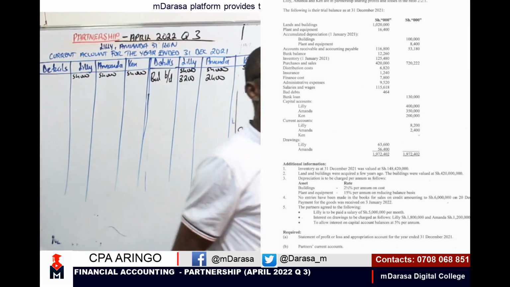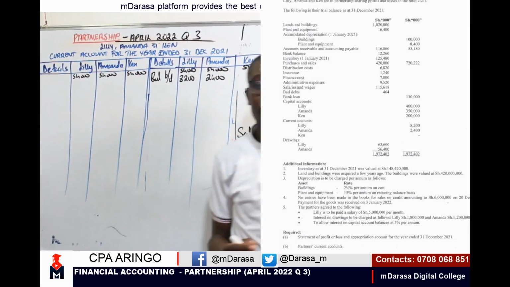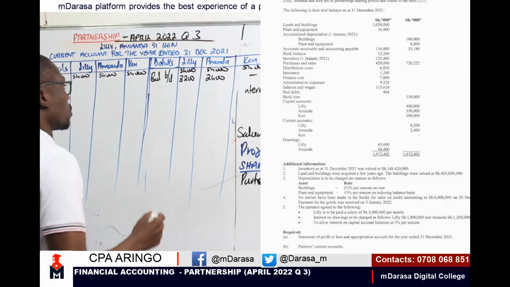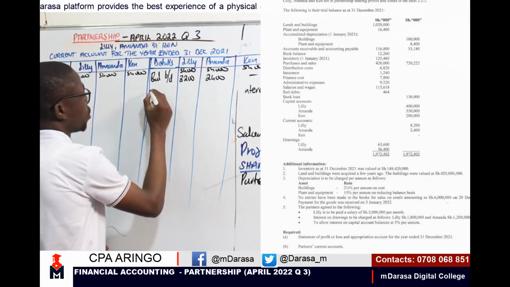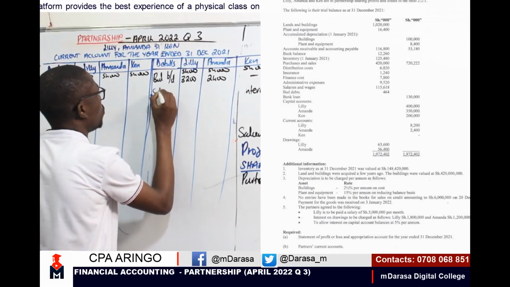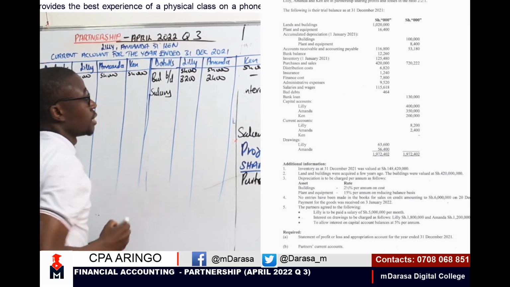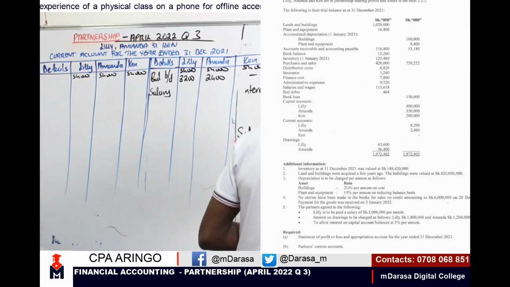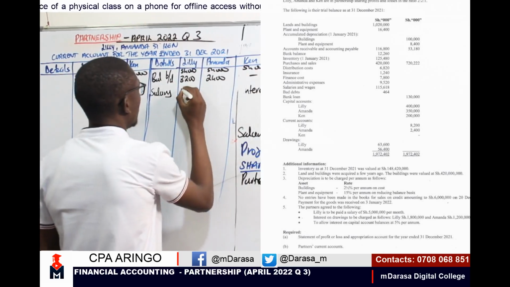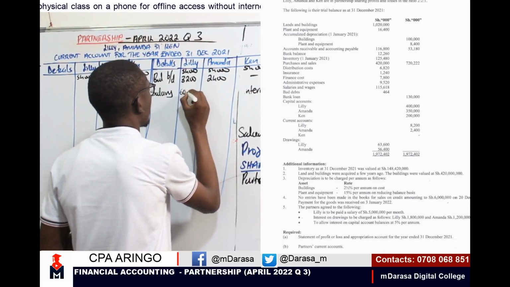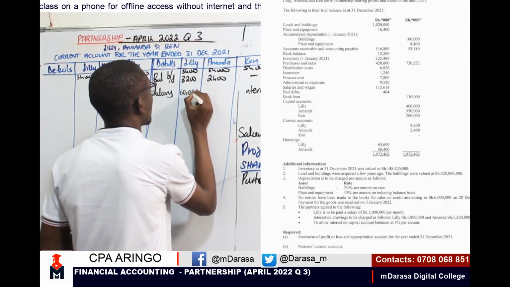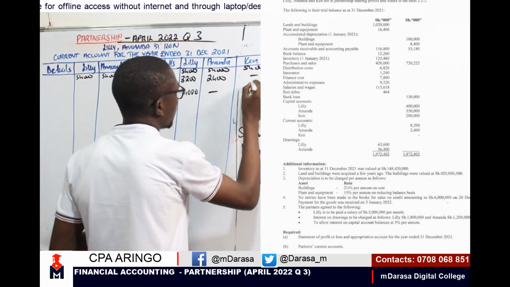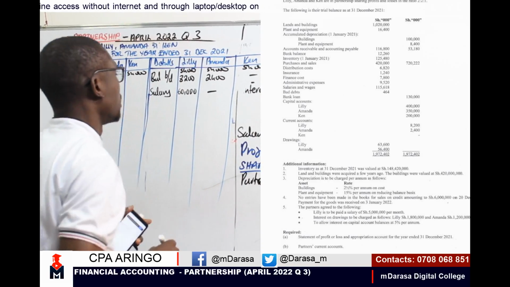Consider items to be recorded on the credit side of our current account and items to be recorded on the debit side. On this other side, I should also record any salaries to the partners. Salaries to partners, we only had one: Lily, 60,000. Amanda did not have any salary. Ken did not have any salary.